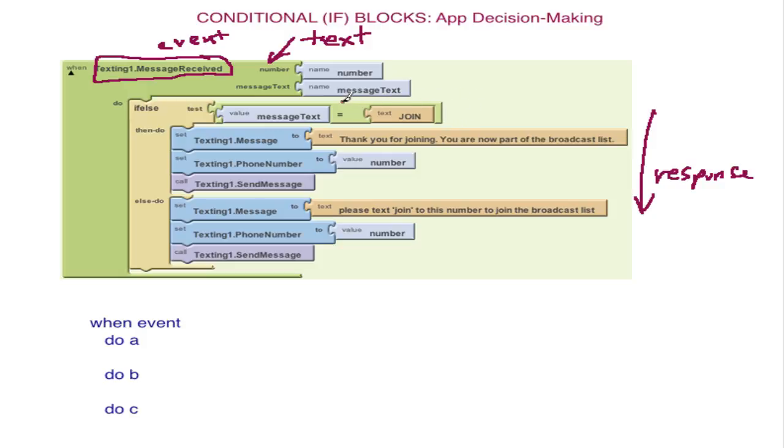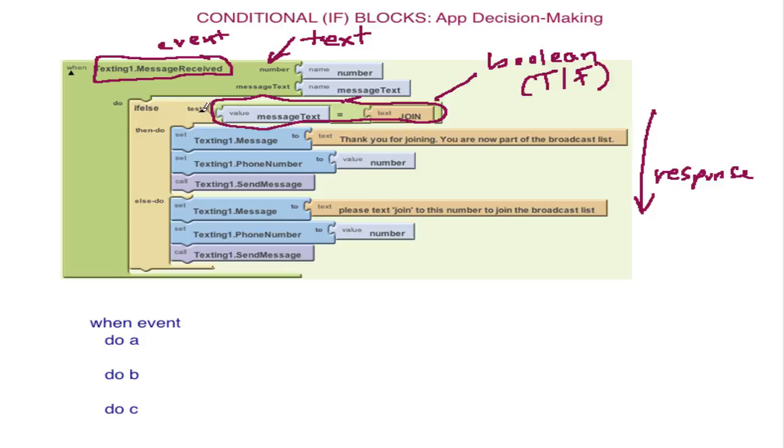Now, we are going to do different things depending on what it is the person texts us. So what we have here is what's called a Boolean condition, okay? And Boolean is just a fancy word that means true or false. So you always have to stick some kind of comparison inside this test. It doesn't have to be equals, but somehow it has to evaluate to true or false.